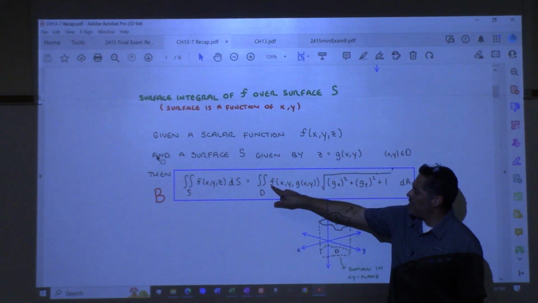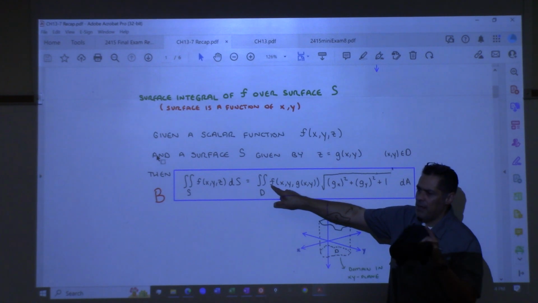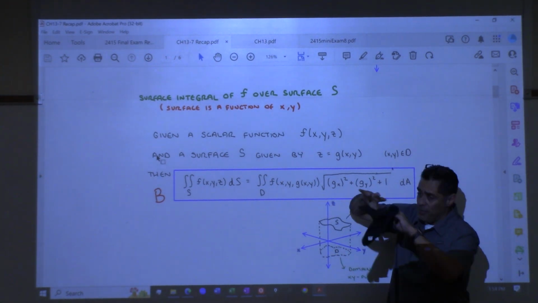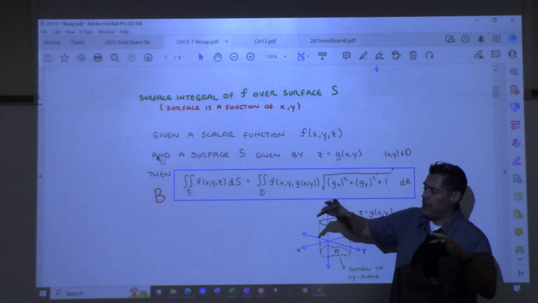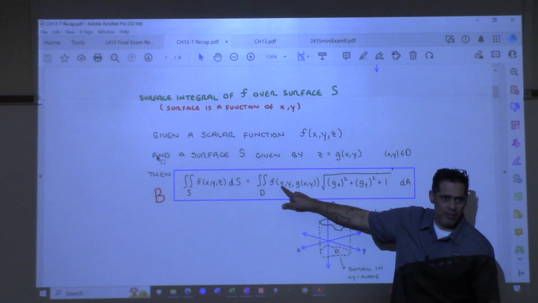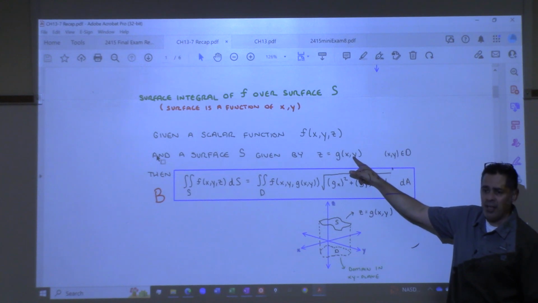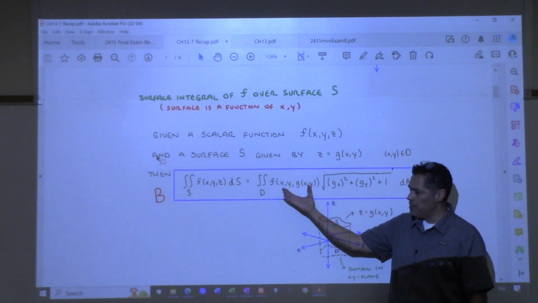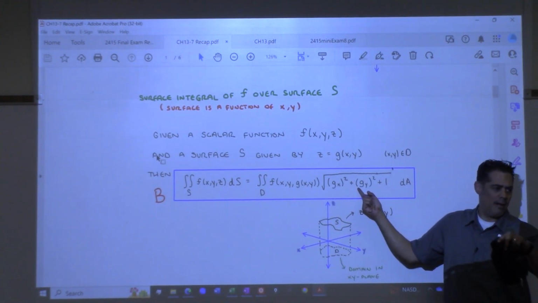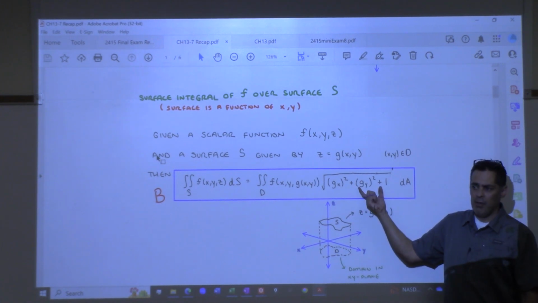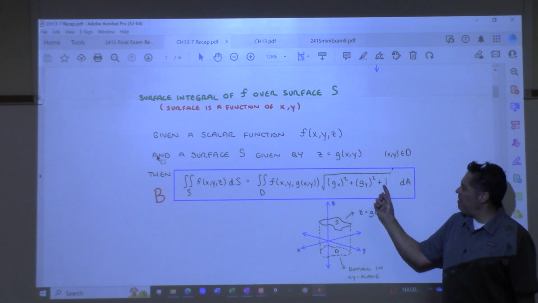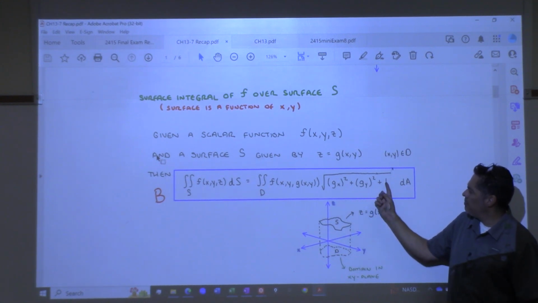We're evaluating the scalar function along the vector function r of u, v. The x is just x, the y is just y, and our z gets replaced with whatever that function is. So that's different. And then here, I deduced this for you a second ago, didn't I? I showed you all where this comes from. So that's that same formula. I may have rearranged it a little bit, but that's the same thing.